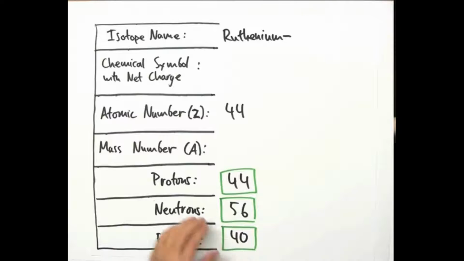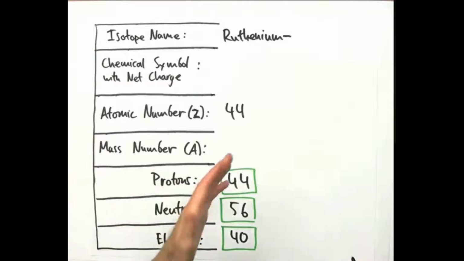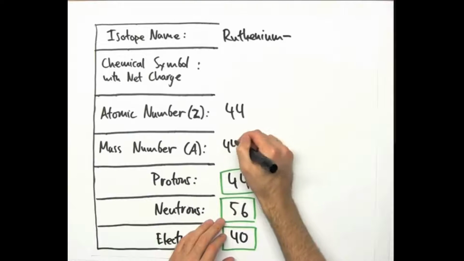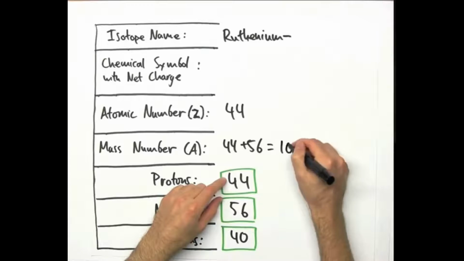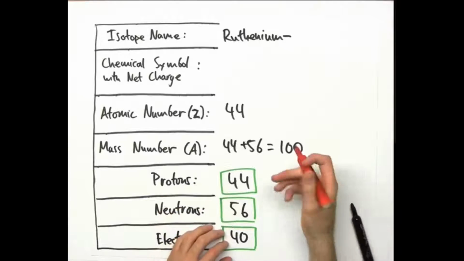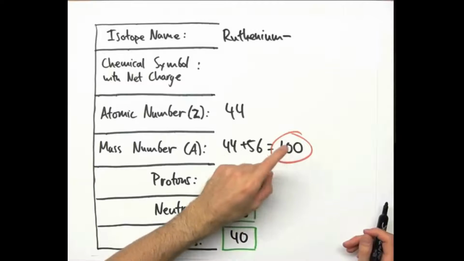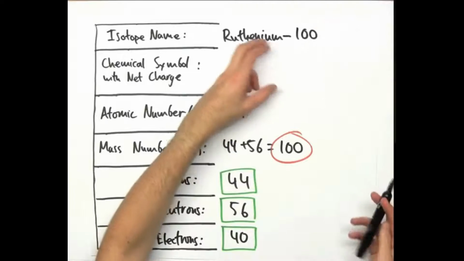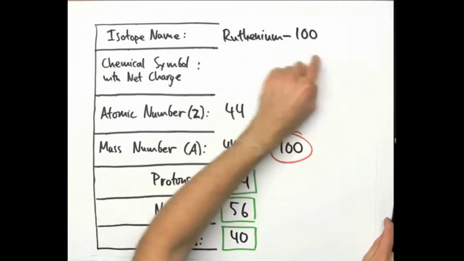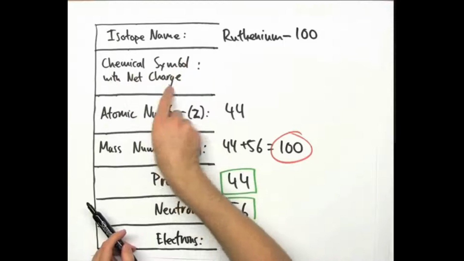Let's move ahead now to mass number. Mass number is protons plus neutrons. So I'll do 44 plus 56. And that's going to give me 100 total for the mass number. Now I know the mass number, so I can put it here at the end of the isotope name, ruthenium 100, and I'm all set with this. The only thing that I have left now is the chemical symbol with a net charge.